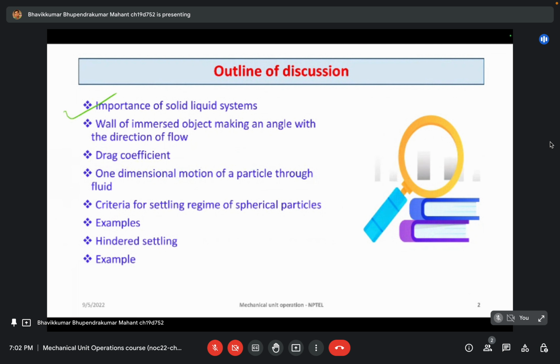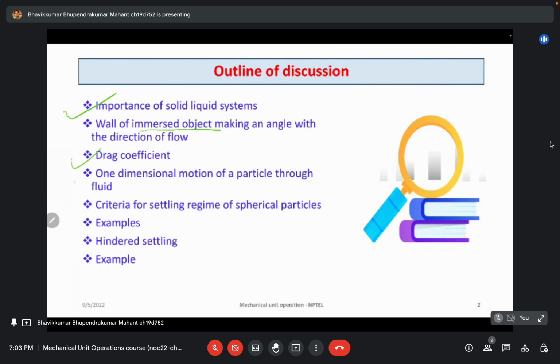Then we discuss the wall of an immersed object making an angle with the direction of flow. That means immersed object force calculation will be there. Then we discuss the drag coefficient. Most of these things you have already discussed briefly in physics or fluid mechanics, but here we will go into more detail according to our requirements.